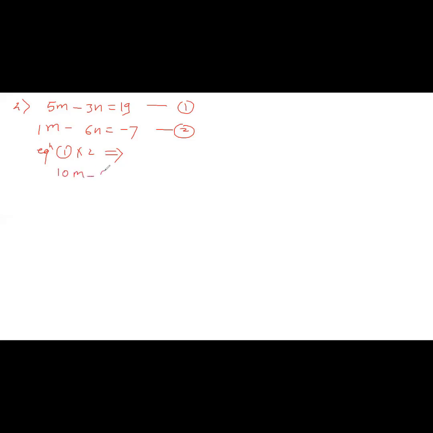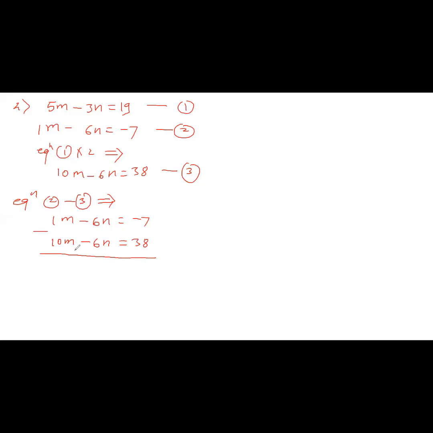10m minus 6n, 2 19s are 38. 2 5s are 10, 2 minus 3 is minus 6, 2 19s are 38. So let's solve equation 2 and 3. So we are going to subtract equation 2 and 3. So it becomes 1m minus 6n equals to minus 7, 10m minus 6n equals to 38.